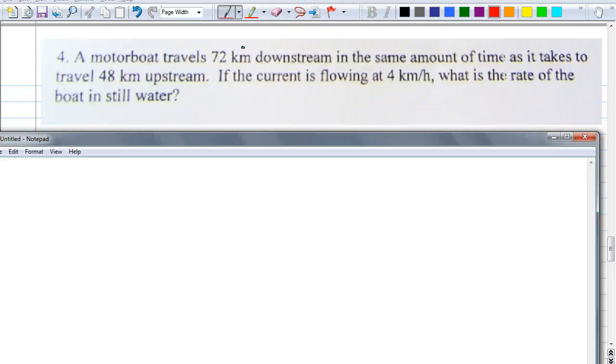What is it that we're looking for, guys? Rate of the boat in still water. Is that the only unknown we need? No. There's another unknown we need to figure out. The amount of time it takes to travel 72 kilometers downstream and 48 kilometers upstream. Correct. Exactly. And what is that time? Let's call it T. Very good.